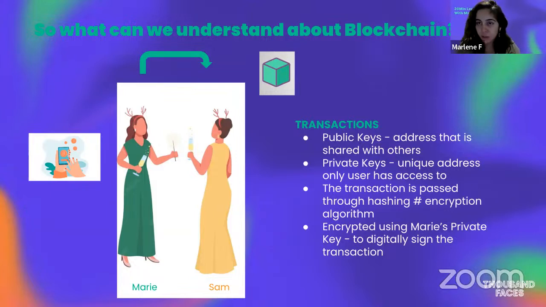It's like an email address. You can share it with others. You have your private key, which is a unique address that only the user has access to. It can also be considered like a private password. So the transaction is passed through a hashing encryption algorithm. The transaction between Mary and Sam is encrypted by a hash algorithm. And what Mary's private key does is digitally sign the transaction. The private key is only known to Mary. But once Sam receives a transaction, she can use her own private key to decrypt the transaction.